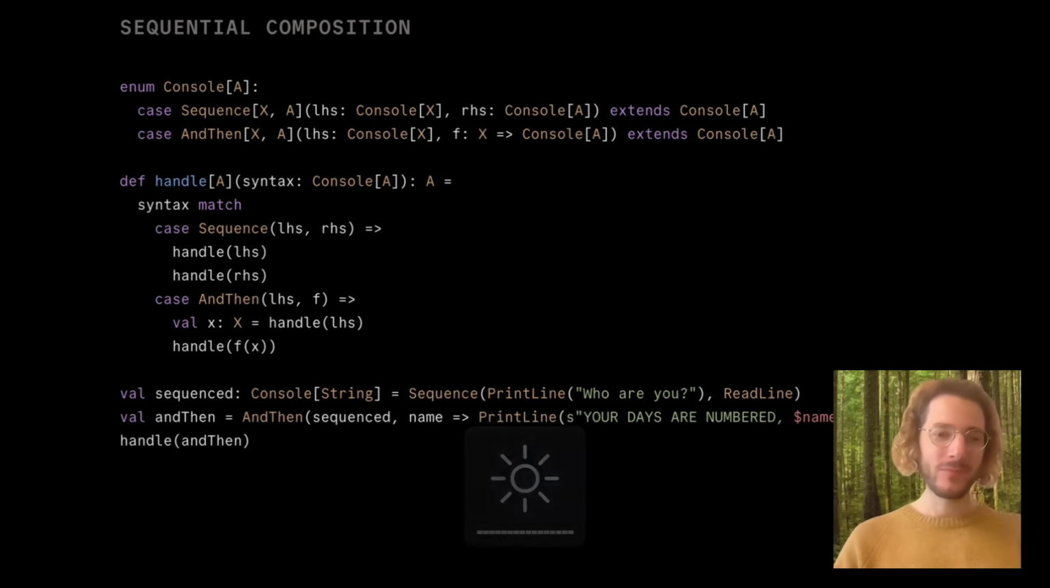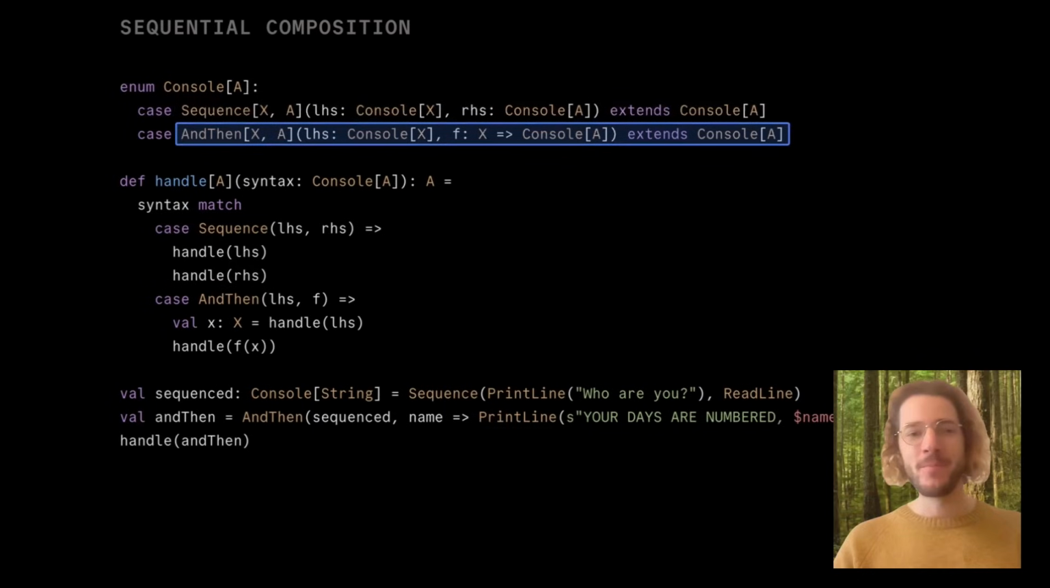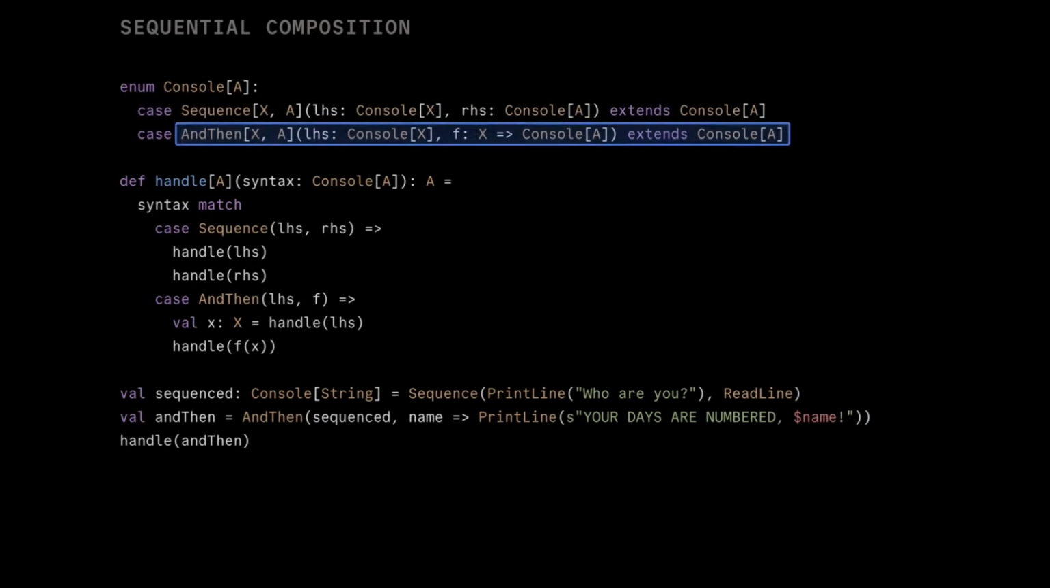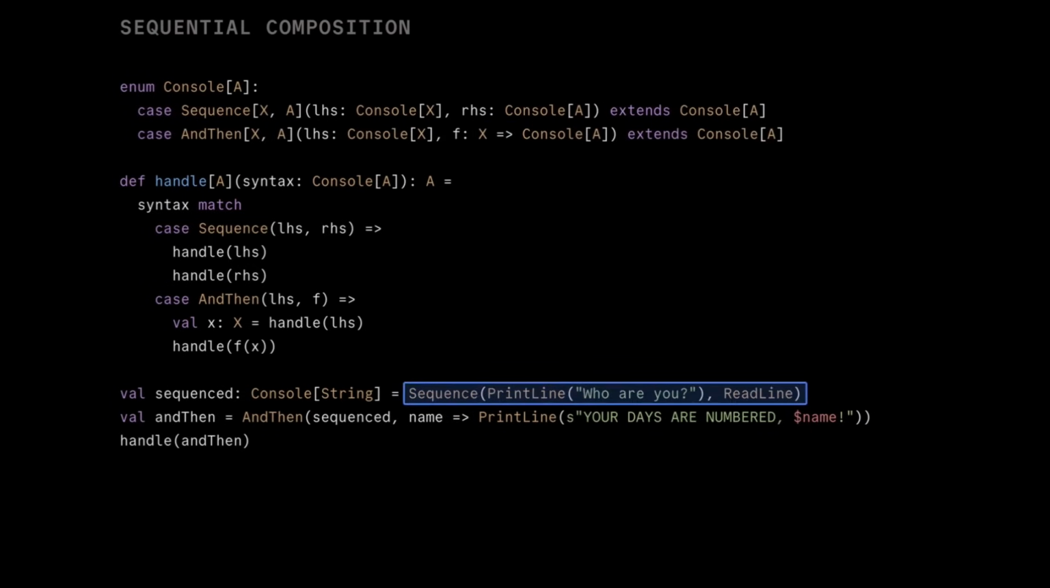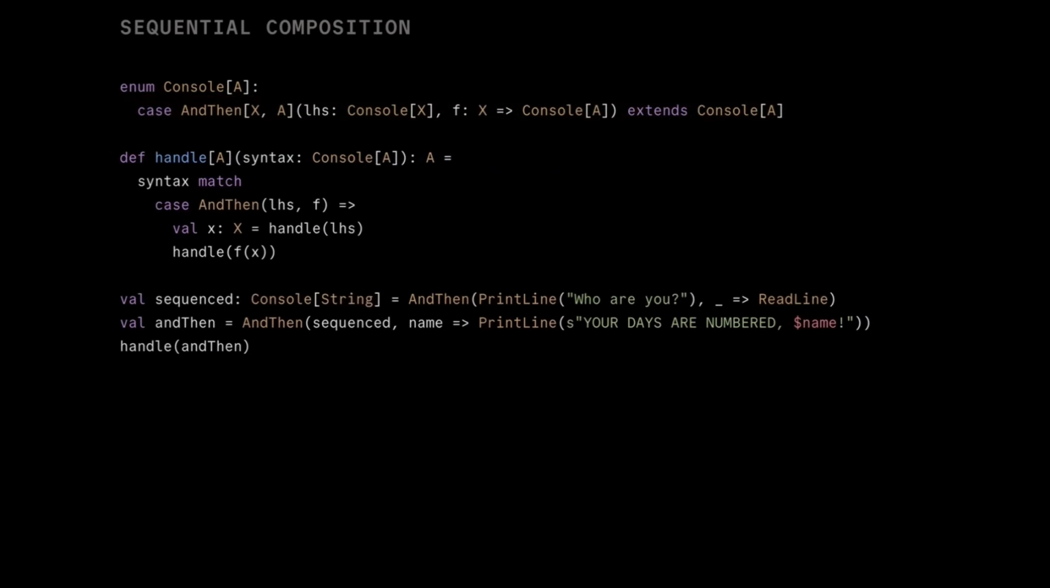Delicious. Okay, continuing along. We have sequence and we have and then. This is a bit of refactoring. These are almost identical. The only difference is and then accepts an argument which can be used to determine the next console step. So really what we could do is change our implementation of sequence to simply use and then, but just ignore the result of the left-hand side. And if we do that, we can just delete sequence.